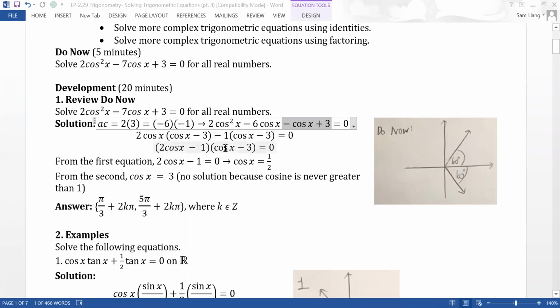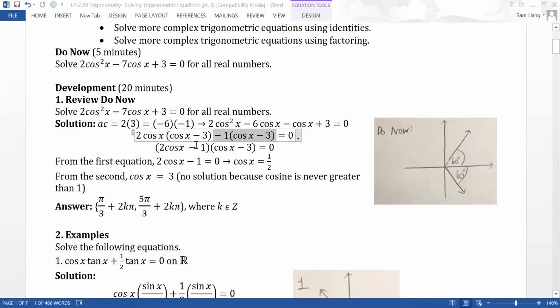And you can always check, right? Like if you multiply this 2 cosine x term times this entire factor, cosine x minus 3, then you get the term on the left. If you multiply -1 times this term, then you get the term on the right. Okay.